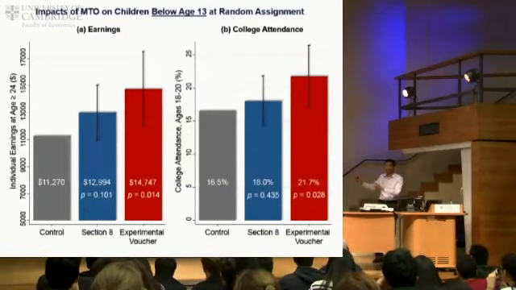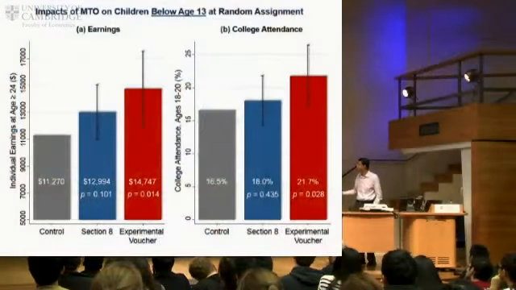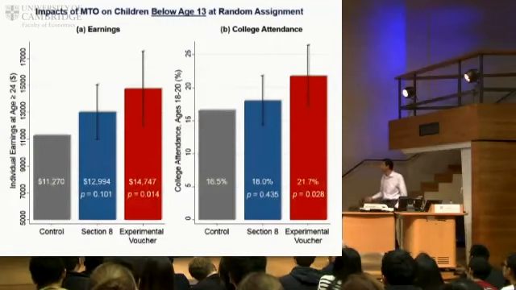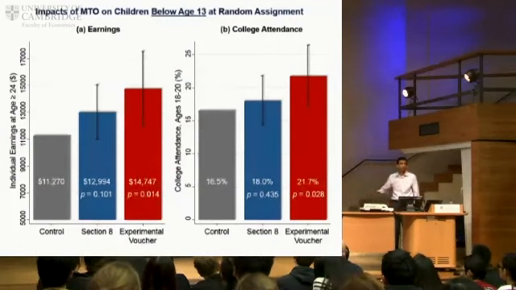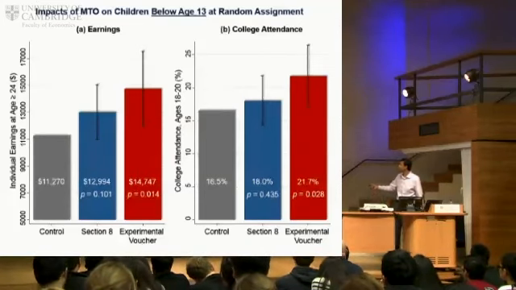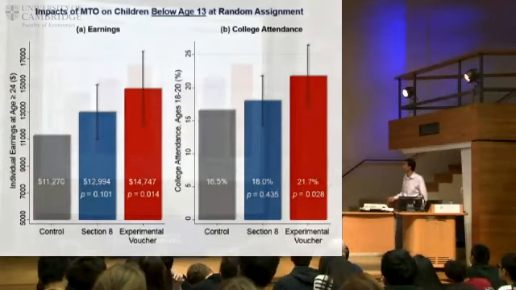I'm going to show you these results through a series of just simple bar charts which compare average outcomes across these three groups. So the group on the left here, shown in gray, is the control group. They stayed in the high poverty housing projects. The Section 8 group are the people who moved to the middle of the Bronx in the map I was showing you. And these are the set of people who moved to the lower poverty areas like the North Bronx, the experimental voucher.